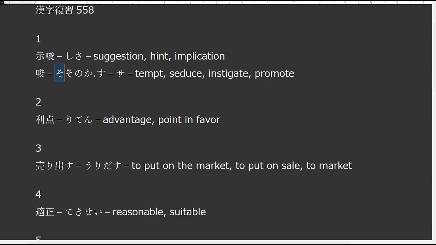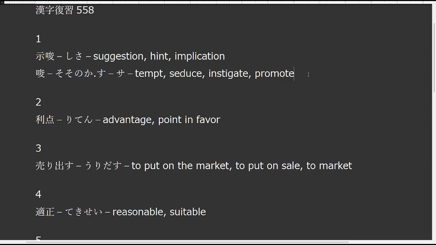Alternately pronounced sosonokasu if used as a verb for tempting or seducing. This kanji is written with a radical for the mouth on the left side, and on the right side, this really doesn't have a whole lot of meaning to it on its own, but this is almost the kanji for ju, or to fill, on top of the radical for hitting or striking. I can't think of a way to remember that. This one's gonna have to be rote memorization, which happens sometimes, unfortunately.